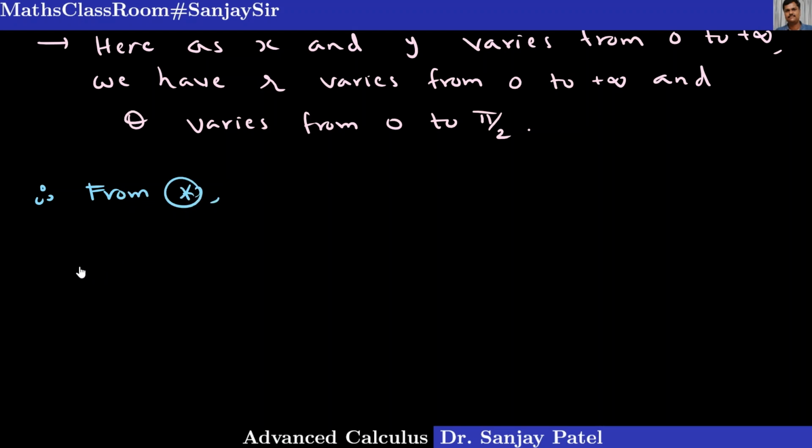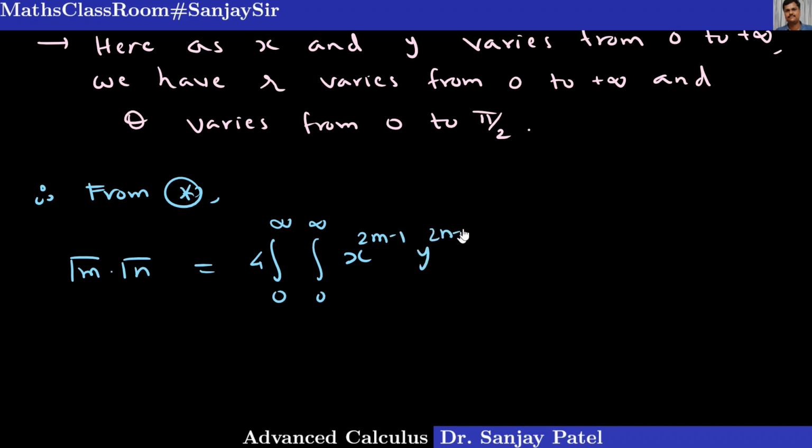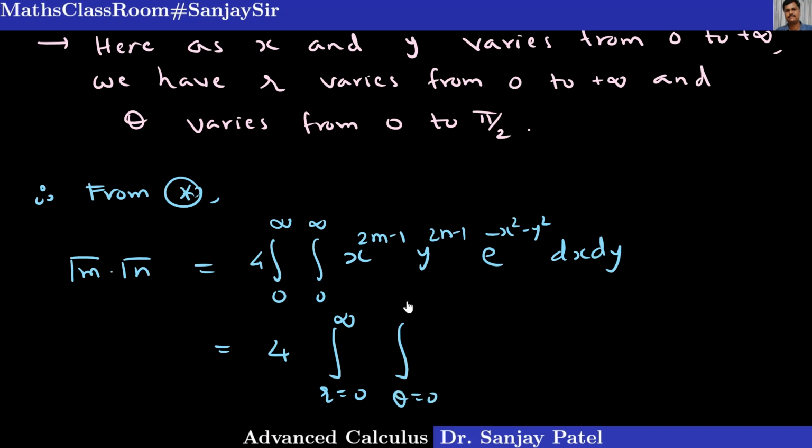So therefore from the result star, we get gamma m into gamma n, which was, let me rewrite that so that you can understand, 4 times integral 0 to infinity, integral 0 to infinity, then x raised to 2m minus 1, y raised to 2n minus 1, e raised to minus x square minus y square, and dx dy. This is replaced by 4 times r is equal to 0 to infinity, theta varies from 0 to pi by 2.